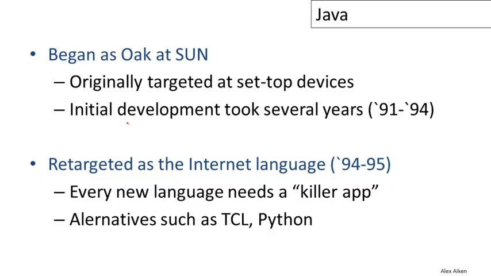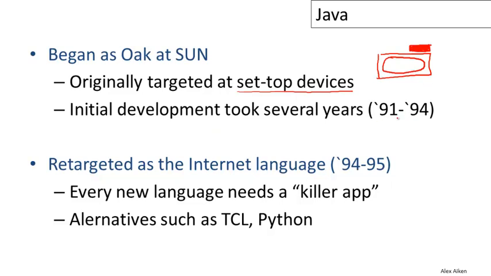So Java began as a project called Oak at Sun Microsystems, and it was originally targeted at set-top devices. And what was a set-top device? This was a little box that was going to sit on top of your TV, and it was going to control all your cable programming. It would connect to some kind of network, and it would help to make your TV more interactive. This is back in the days before every TV was really a computer by itself. And the initial development of Oak took several years.